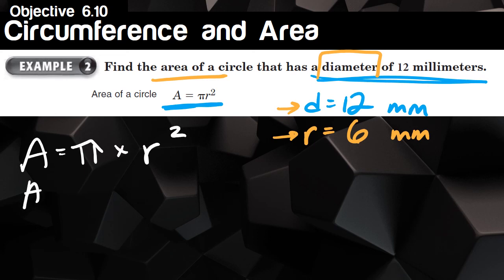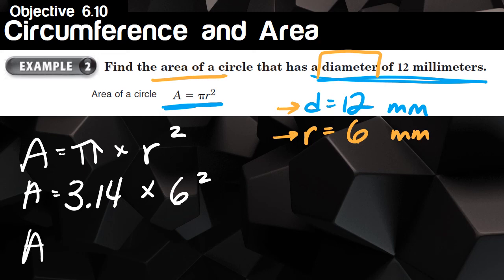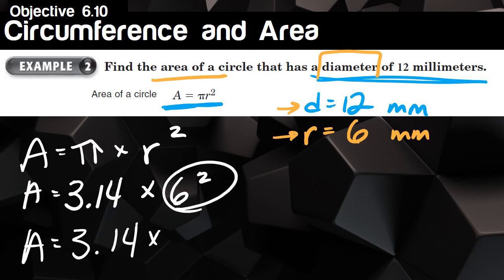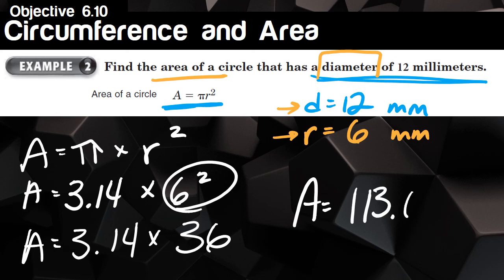Now we're ready to use our area equation, pi times radius squared. Let's fill in the parts. Our friend pi is 3.14 times 6 squared. So area equals 3.14 times 6 squared, which is not 12, it is 36. So we do 3.14 times 36 in my calculator, which gives us an area equal to 113.04. Then we add our label, millimeters squared.